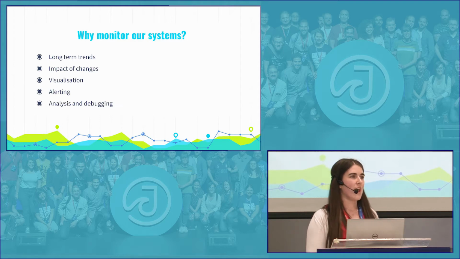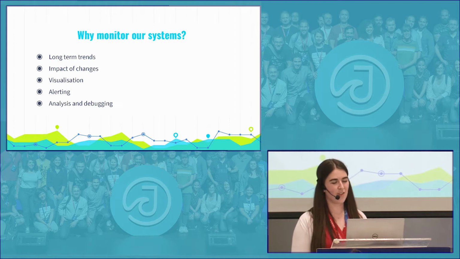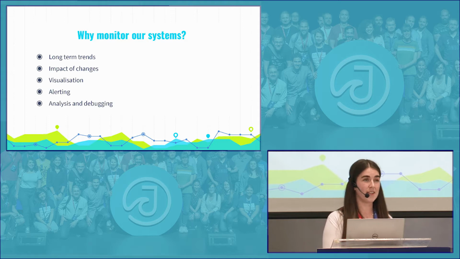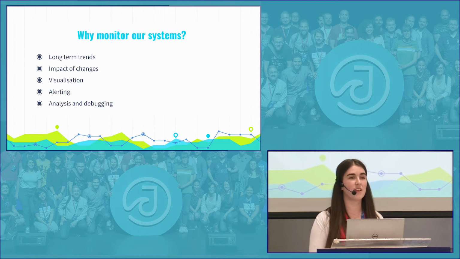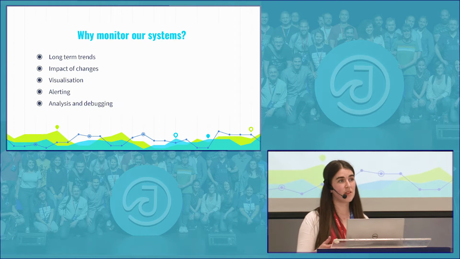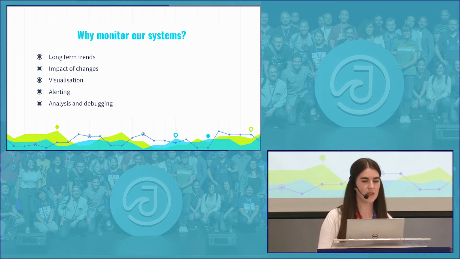But we shouldn't rely on having humans monitor and watch graphs to see if things are going wrong. So this is when we can introduce alerting. And alerting can let us know if something is broken or is about to break so that we can actually act on it and fix the issue before our users actually encounter it.